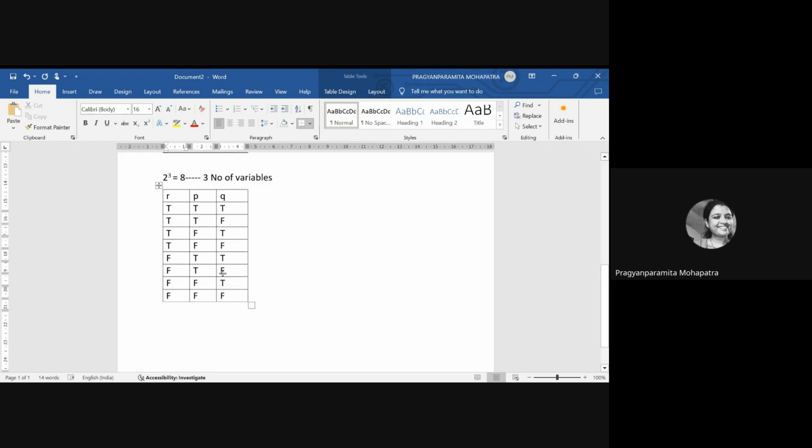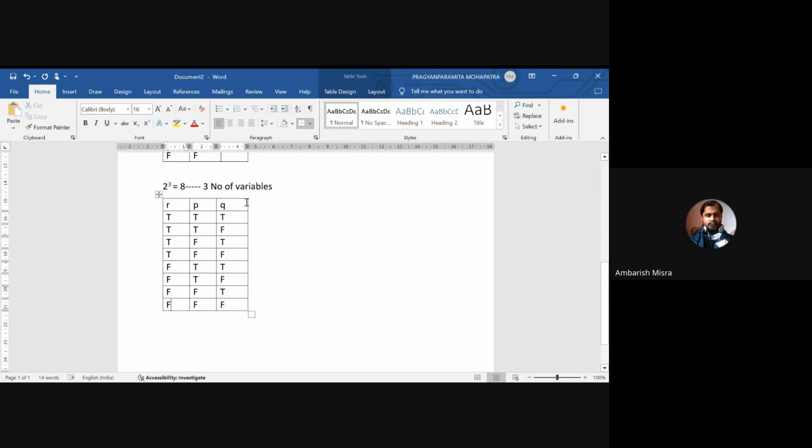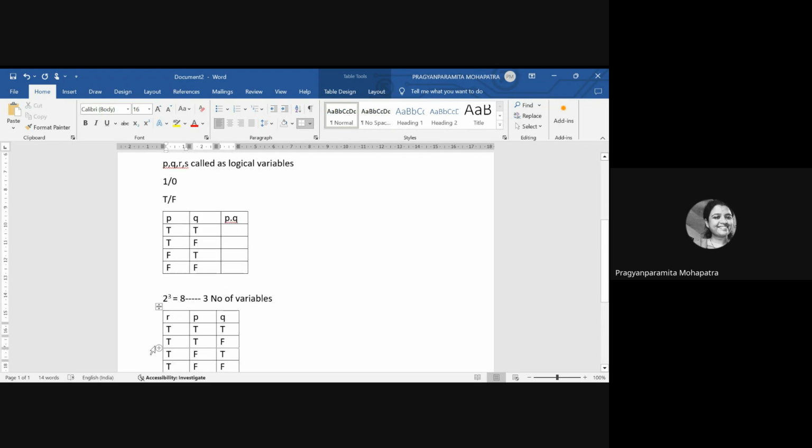Okay, is it clear? Yes, it's clear. Okay, if there are more variables, then 2 to the power 4 will be 16 rows. Okay, so in the fourth variable there will be 8 T's and 8 F's. Did you understand?